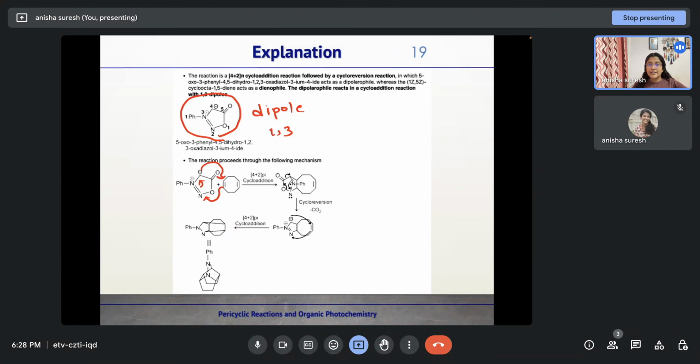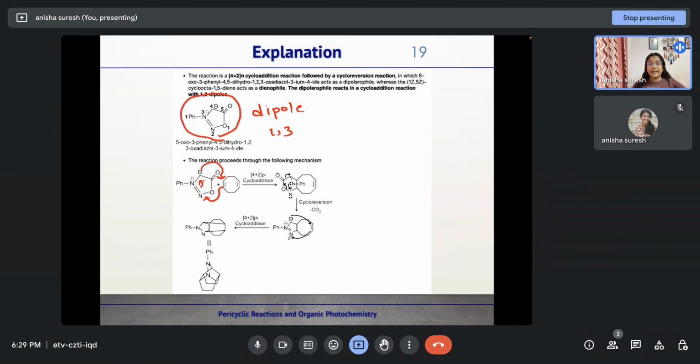So extrusion will be taking place in this fashion. This lone pair on nitrogen will shift in this direction, the CO2 will eliminate, and there will be a negative charge generated here. So this step is known as a cycloreversion reaction, and the earlier step is known as a cycloaddition reaction. Either we can say it is a 4 plus 2 cycloaddition reaction based on the number of electrons, or a 1,3 dipolar cycloaddition reaction, since this is a 1,3 dipole and this is a dipolarophile, or a 3 plus 2 cycloaddition reaction based on the number of atoms taking part. And this elimination of CO2 is known as a cycloreversion reaction.